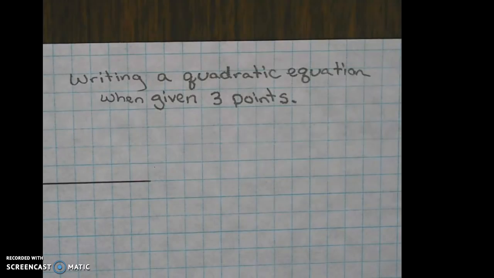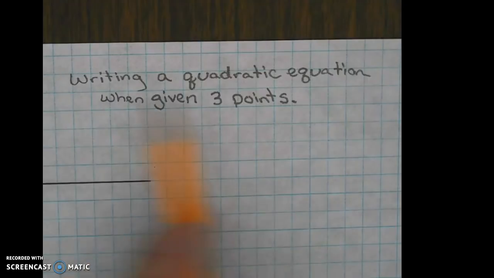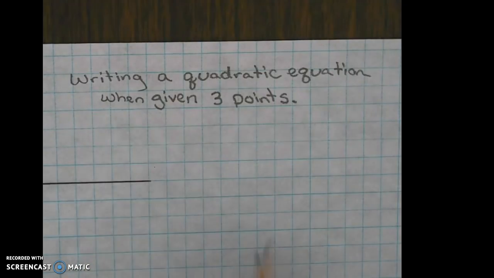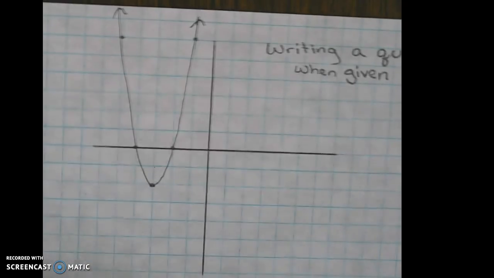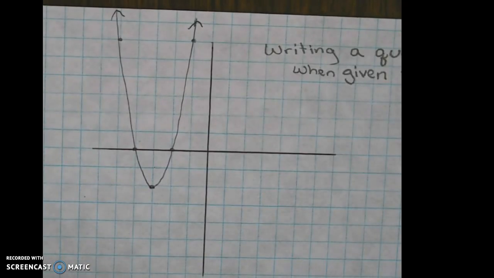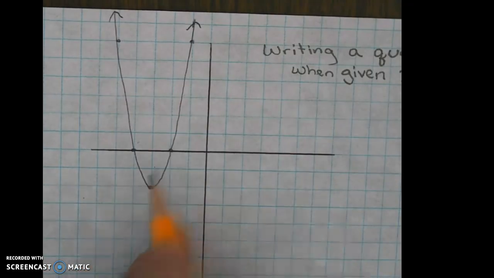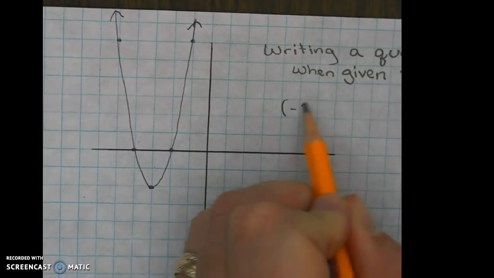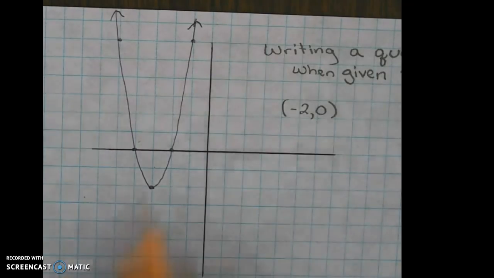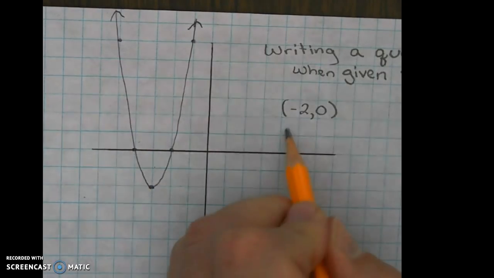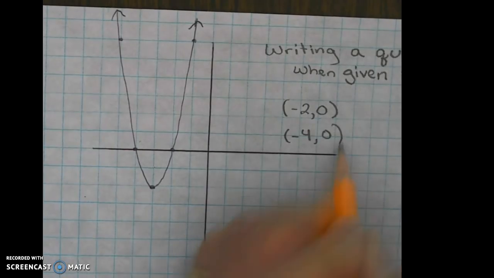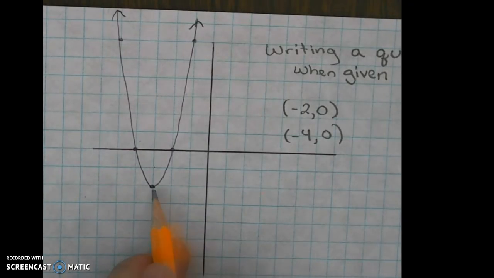So the main gist of this is going to be how to write a quadratic equation when given 3 points. Sometimes you might be given a graph, in which case you can actually pull the points off of the graph. So for example here, some good points to pull off would be (-2, 0), (-4, 0), and (-3, -2).